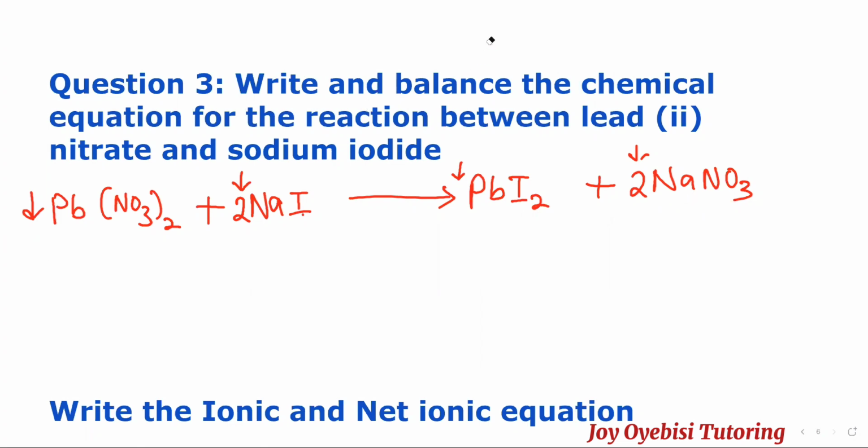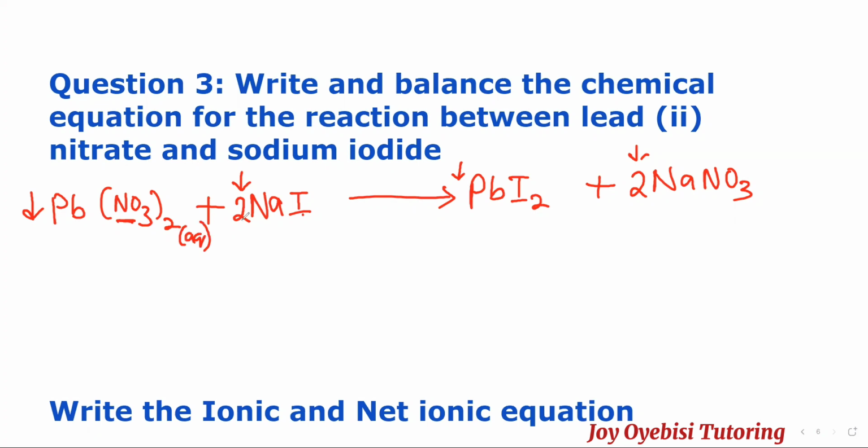Now the next step is to write the ionic and net ionic equation. To do this, you need to know the state of these compounds. And the states, you will be able to figure that out using the solubility rules. One of the first solubility rules is that nitrates, which is NO3 here, are always soluble. They form soluble salts. Okay, so in that case, this is going to be aqueous.